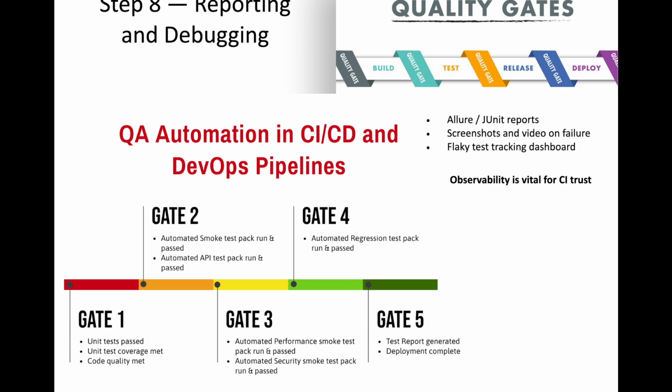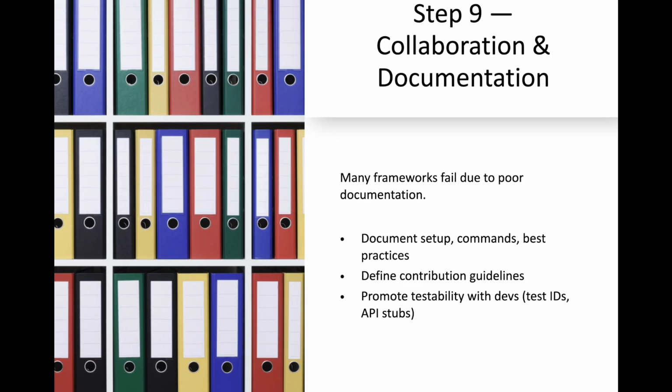Also, don't forget about collaboration and documentation. Even on early phases of your project, you need to create a test plan. You need to have some test strategy, obviously. And many frameworks just fail due to poor documentation, and nobody uses them because people don't know how to use them. So you've got to document setup, you document commands, best practices, naming conventions, you define contribution guidelines, and always promote testability with developers.